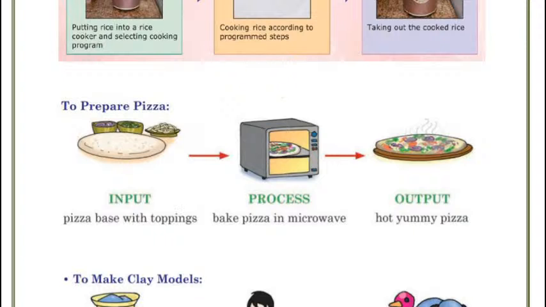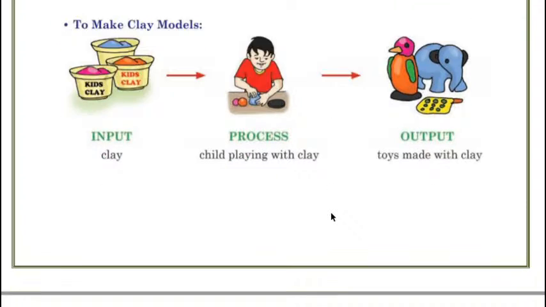Okay, then one more example you can see here. In this picture you can see a child making a clay model. To make whatever design you want, either an animal or a bird or a flower, you need clay, different types of clay. So here we are giving clay as an input.